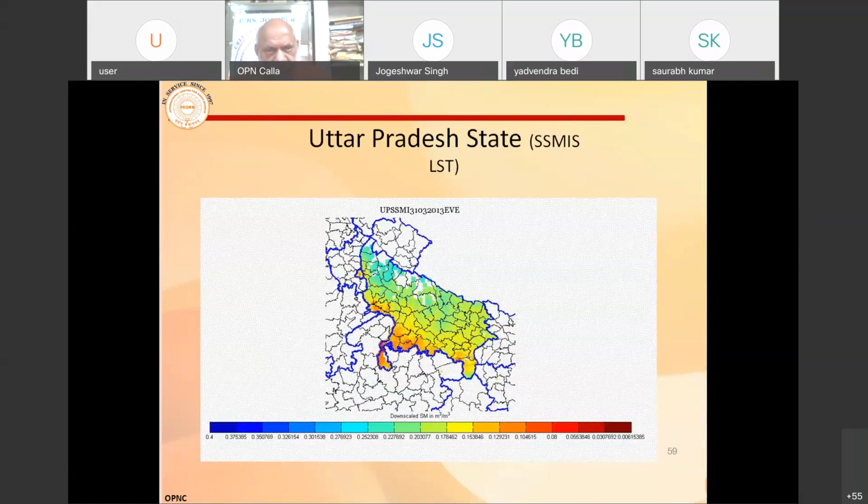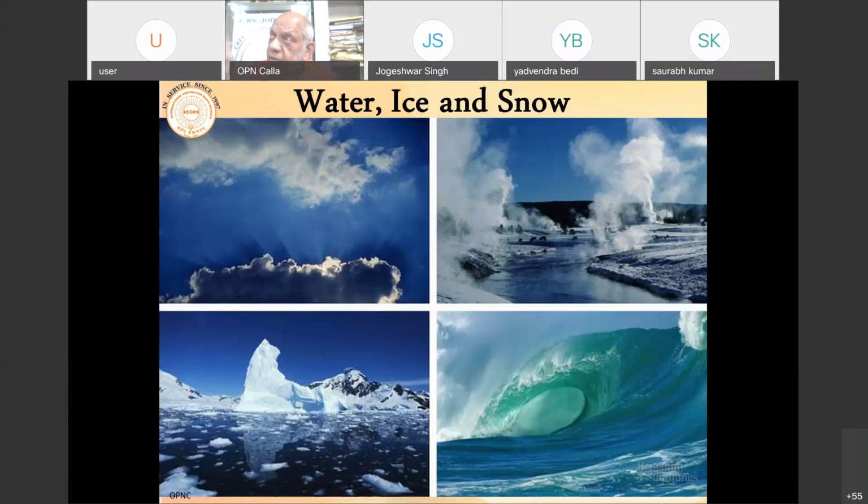Now we look at water, ice, and snow. In this slide, you see the clouds. And here is water. This is what you can call ice. I think that is snow. So these are the same water but in different forms. So let us see what we can do with this.